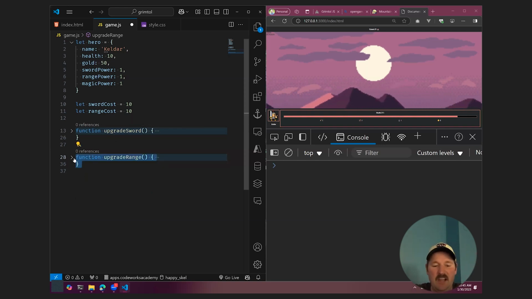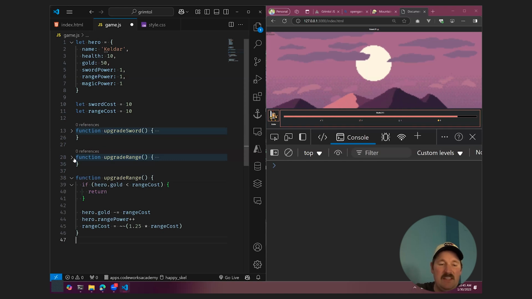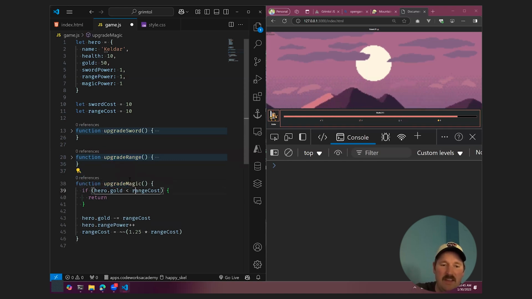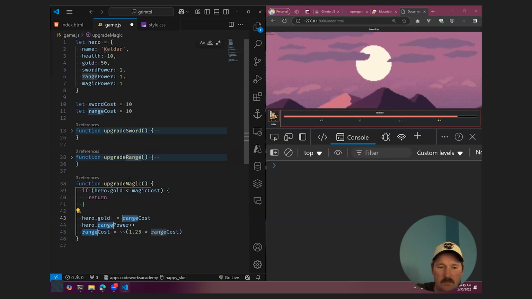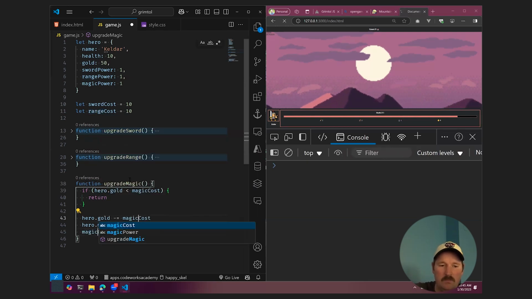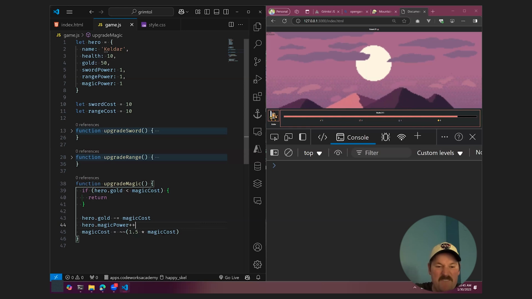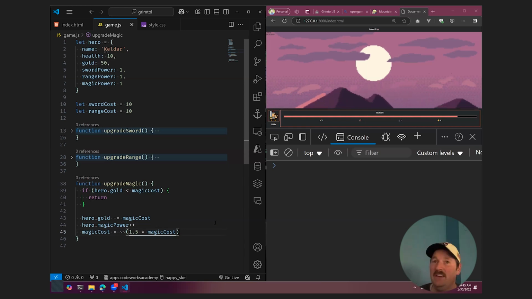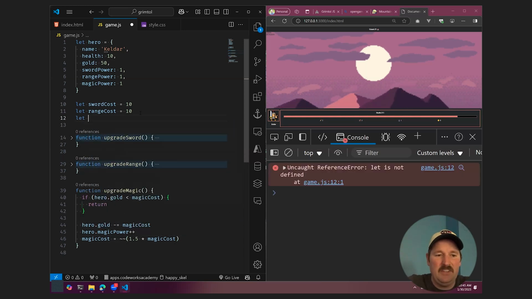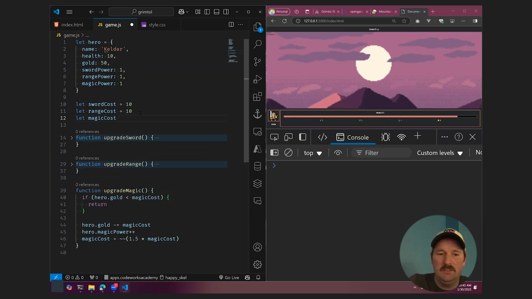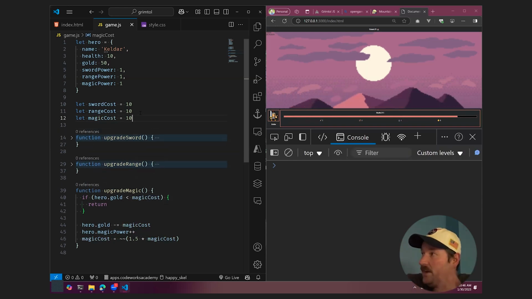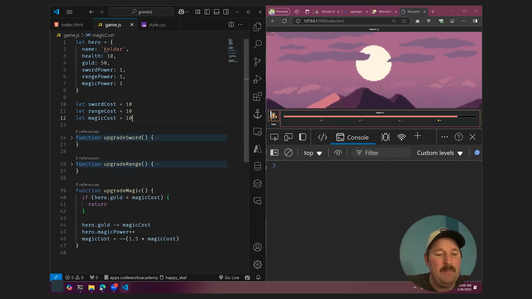I'm going to copy this. I'm going to paste it. I'm going to upgrade my magic. We're going to have a magic cost. And we're going to make magic a little bit more expensive. It goes up by 50% every time you buy one. So let's let the magic cost start out at the same. So it all starts out at the same. They all upgrade at different amounts.